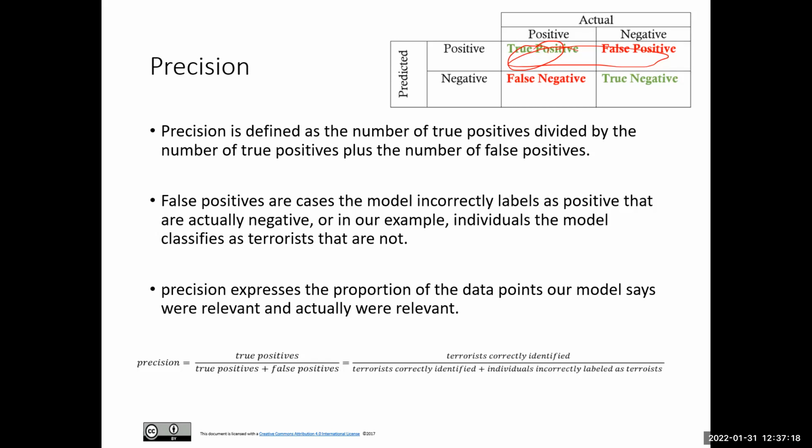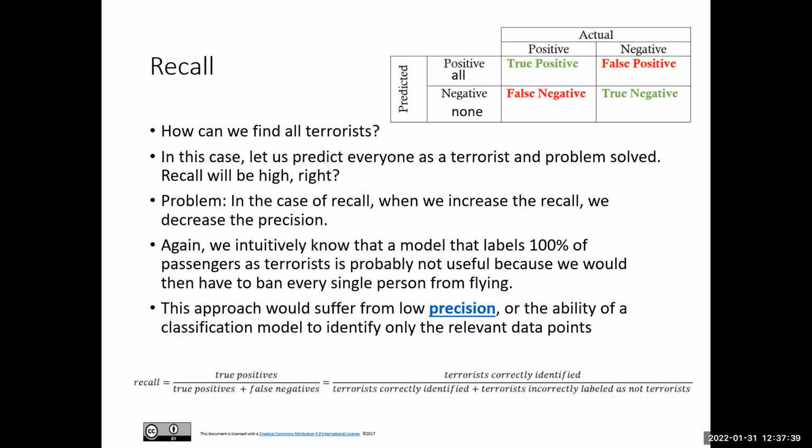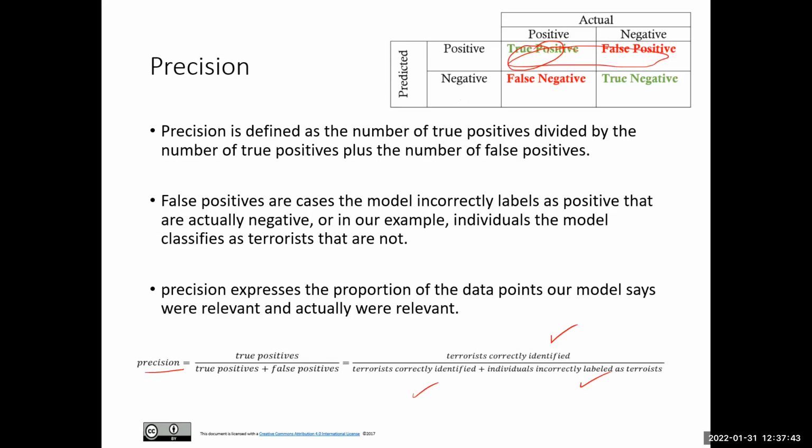Precision expresses the proportion of the data points our model says were relevant and actually were relevant. So here again, we have precision in terms of terrorists. It's terrorists correctly identified divided by terrorists correctly identified plus individuals incorrectly labeled as terrorists. So notice the difference, right? Before it was terrorists incorrectly labeled as not terrorists. Now it's individuals incorrectly labeled as terrorists. That's really the difference.